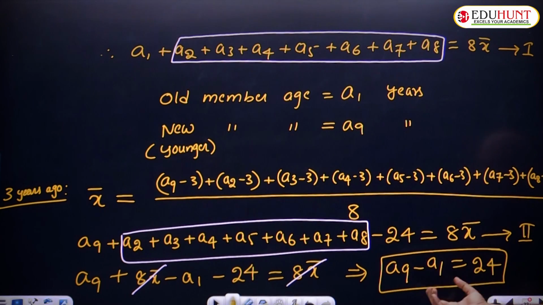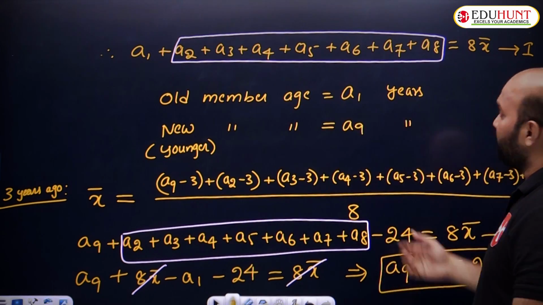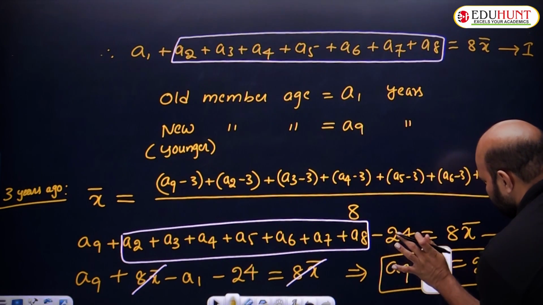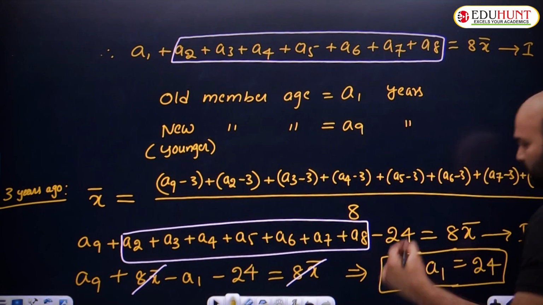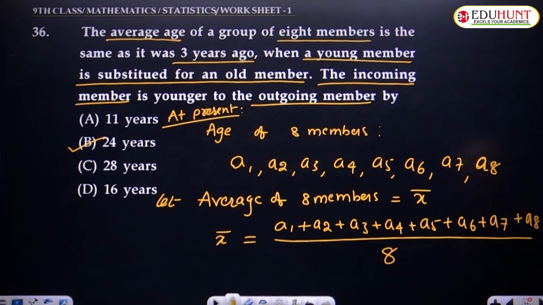So the age difference is asked between A9 and A1. A9 is the newcomer, A1 is the old member. Am I clear? Yes. So which option is the right answer? Option B is the right answer.